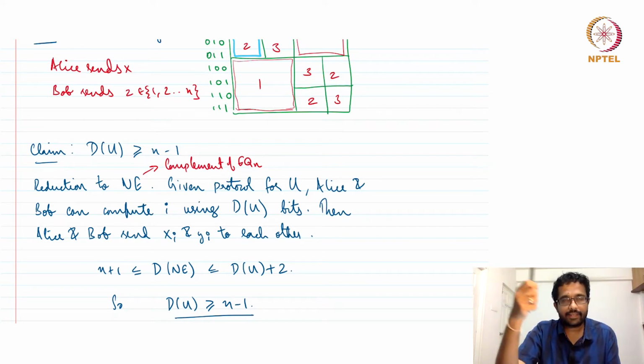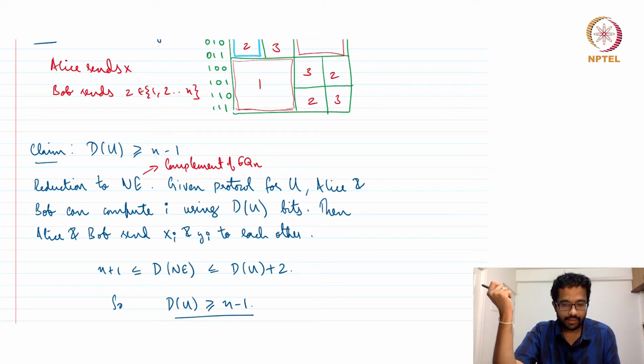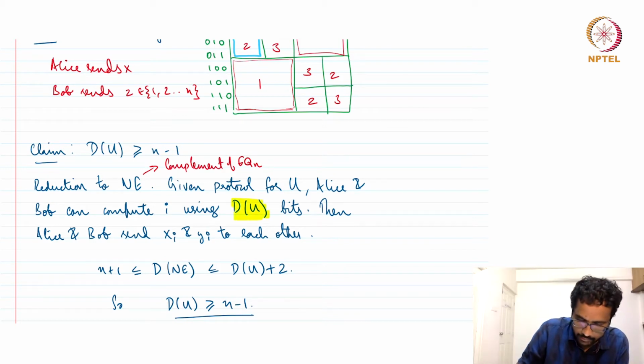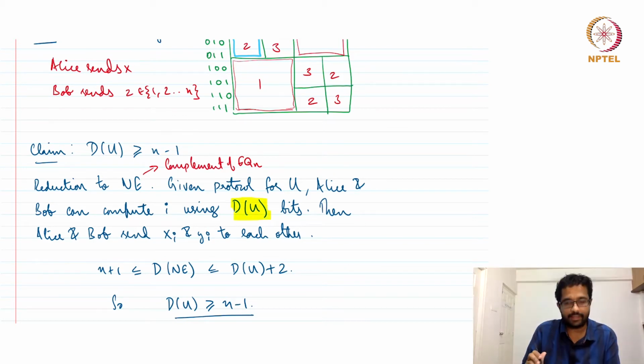That means if X and Y differ, then Alice and Bob can identify, using the protocol for universal relation, which bit they differ on. That is the universal relation. So given X and Y, using du bits, if the assumption is that there is a protocol for universal relation, Alice and Bob can execute the protocol and identify i, the index where they differ. And now that they know the index where they differ, Alice can send xi to Bob and Bob can send yi to Alice, to each other.